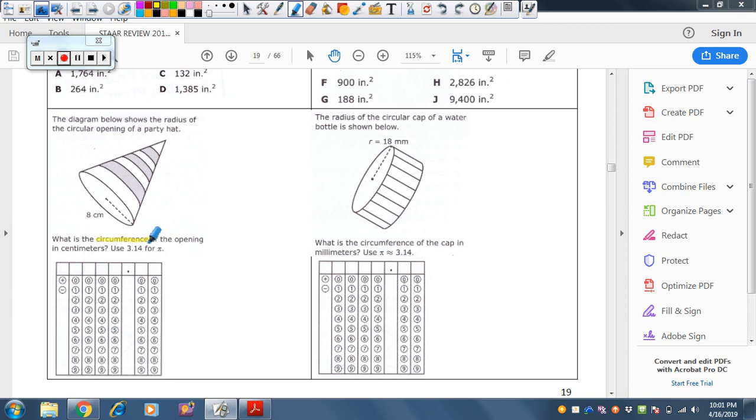What is the circumference of the opening? The only thing you care about is this circle. All of this stuff, I don't care about. I'm just looking at the opening. So that circle has a radius of 8. And then you're going to use your circumference formula. So I know they gave you a 3-dimensional shape, but it's only asking you for the opening of the hat.